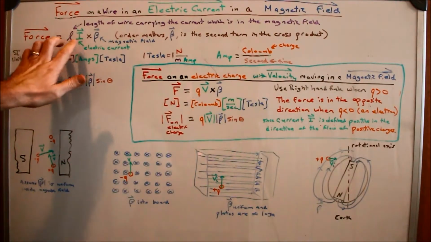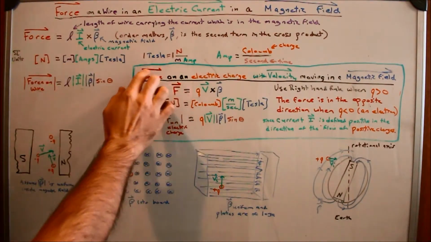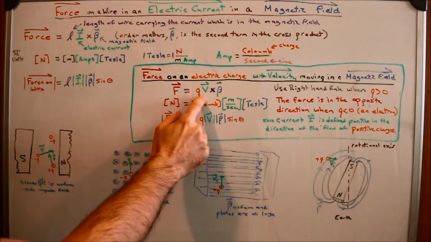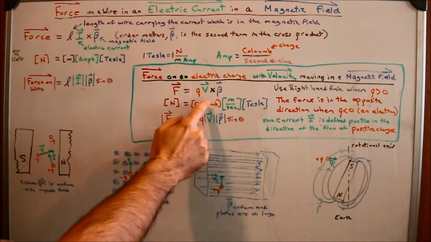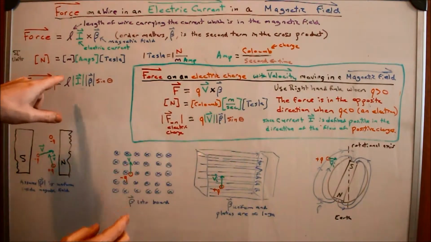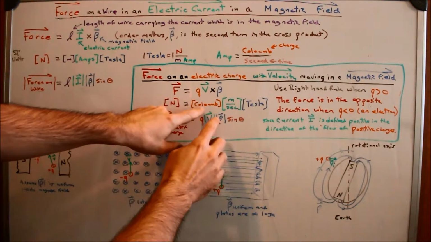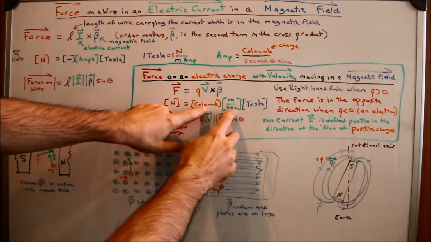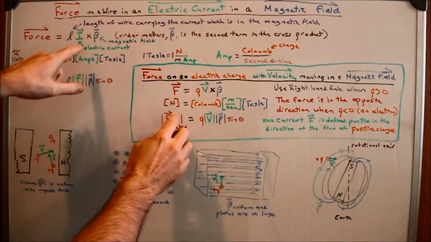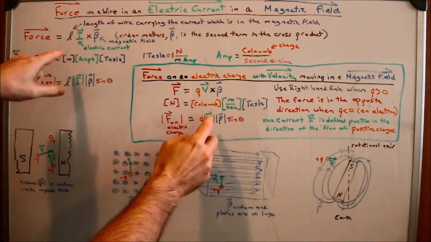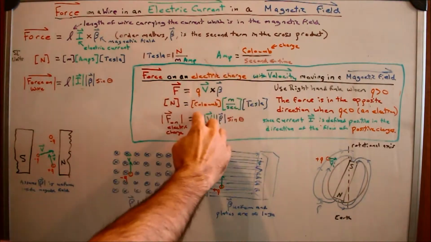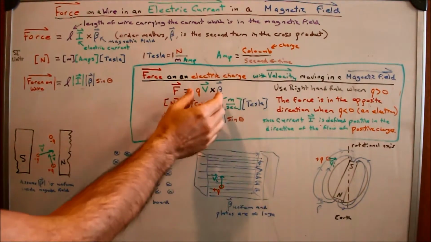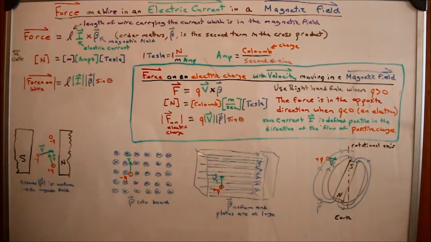This one has length times current. This one has electric charge times velocity. And you can kind of see they just rearranged it, because coulombs per second is amps. So that was this, and then you have the meters for the length. So the units all work out, it's identical. So that's why it's very similar and helpful to remember.